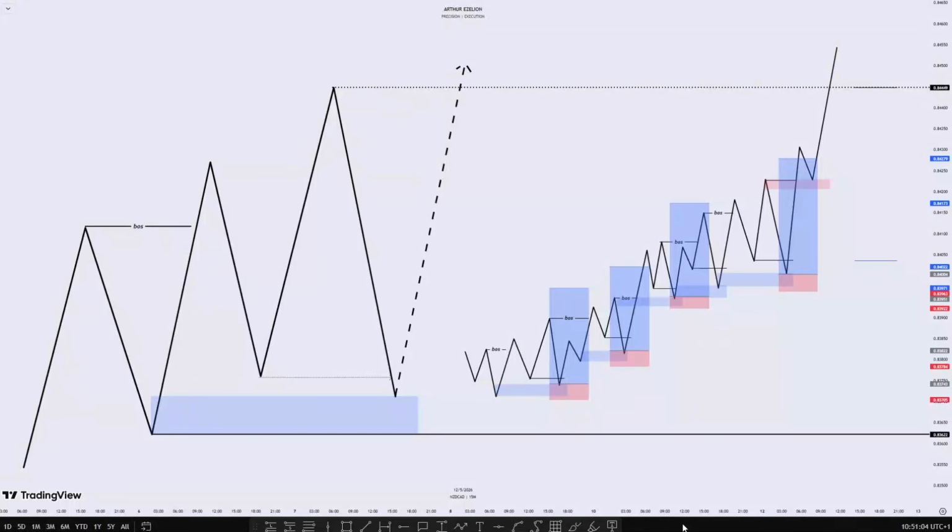I've been trading smart money concept for a very long time now, and I've been getting pretty good results with it. But the moment I discovered this one secret, everything changed. Suddenly my trading started making sense on a completely different level.